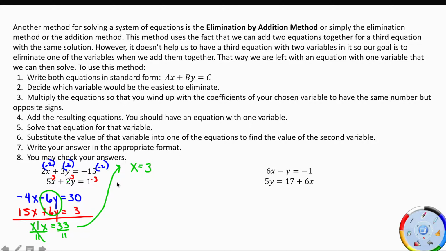The original equation, 5 times 3 plus 2y equals 1. So 15 plus 2y equals 1. Subtract 15. 2y equals -14. So y is -7. So x is 3, y is -7 is my solution.